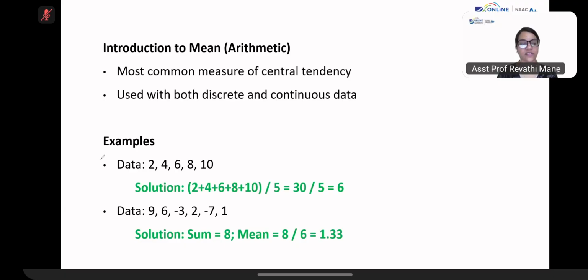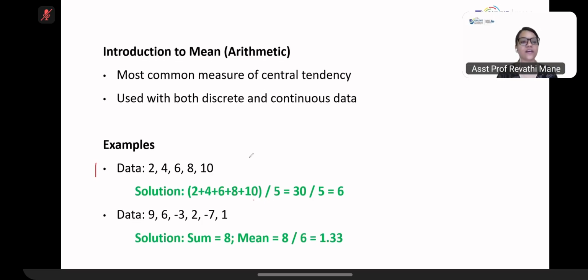So here you can see example number 1. यहाँ पे आपको डेटा दिया है कि 2, 4, 6, 8 and 10, right? So how do you calculate mean? You have to add all the numbers which are given in the set, that is 2 plus 4 plus 6 plus 8 plus 10, and divide it by the number of items in the set. So how many numbers are there here? There are totally 5 numbers. So we will divide it by 5. The sum of all numbers is 30, divided by 5. You will get the answer as 6, which is your mean or also called average.